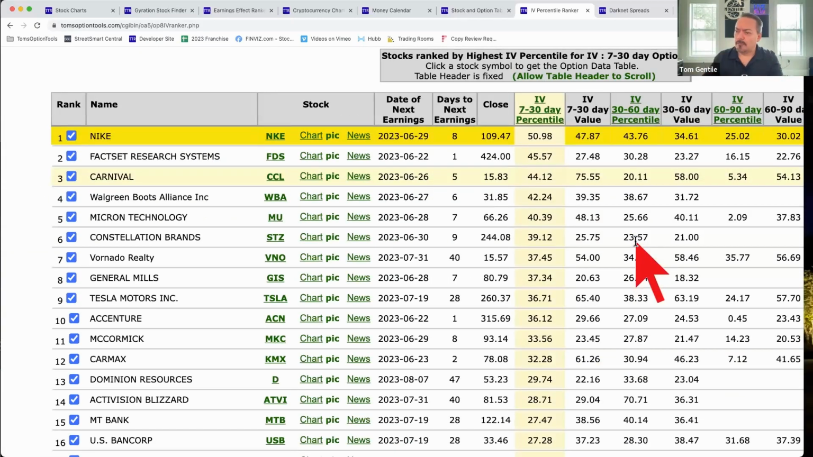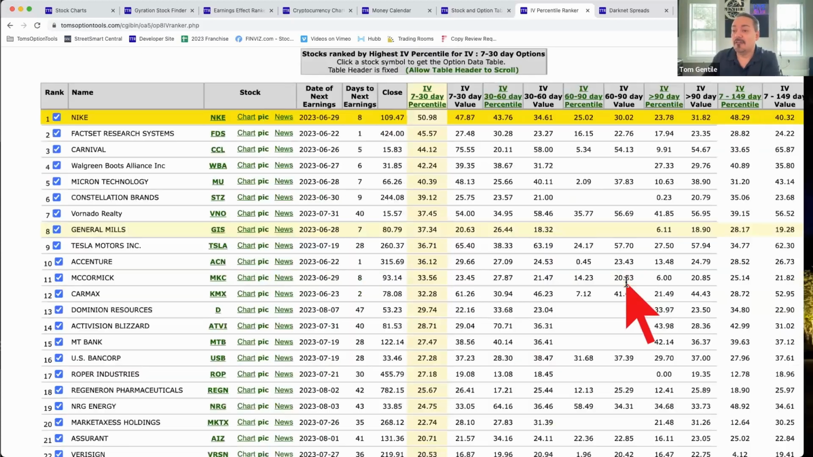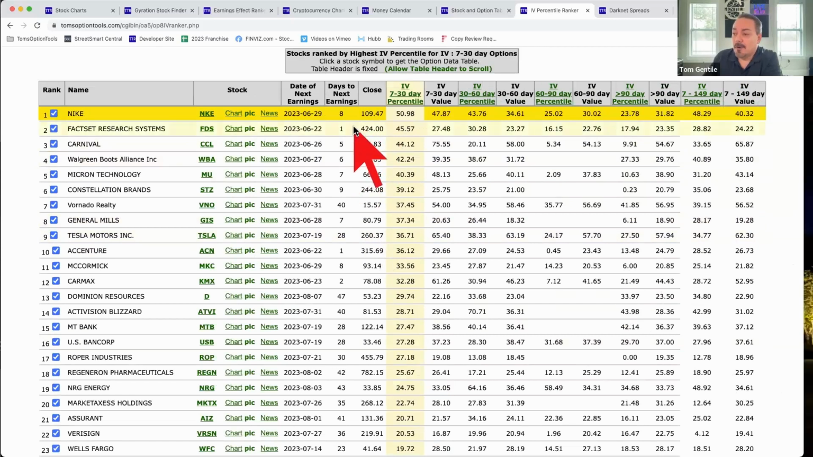I don't remember what is pushing Nike. Nike's got earnings in 8 days. That's why. Carnival's got earnings in 5 days. So when you take a look at this, most of these high IV stocks have got an event coming up on them pretty quick.